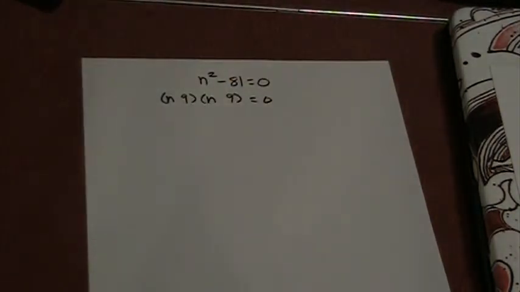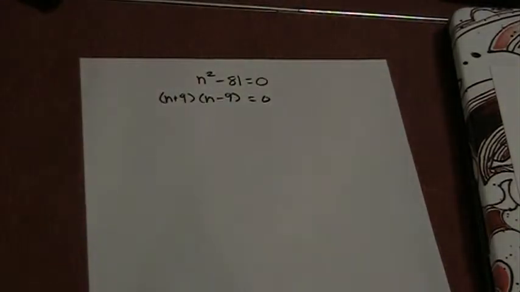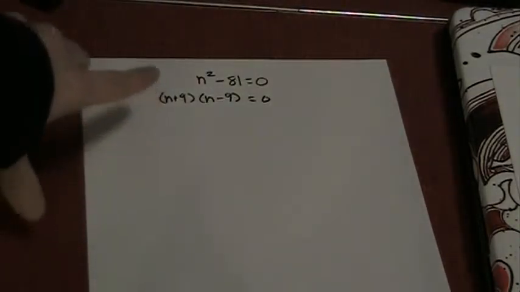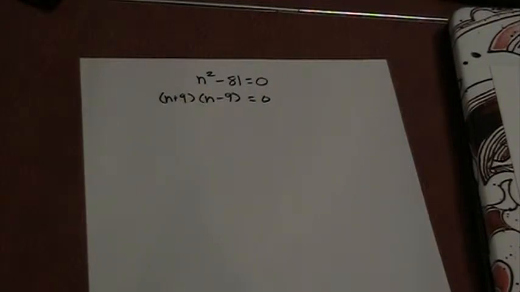And then once you've done that, all you have to do is put a plus and a minus. And if I FOILed this out, I would see that I get n squared minus 81, because the middle terms, negative 9n plus 9n, would cancel.